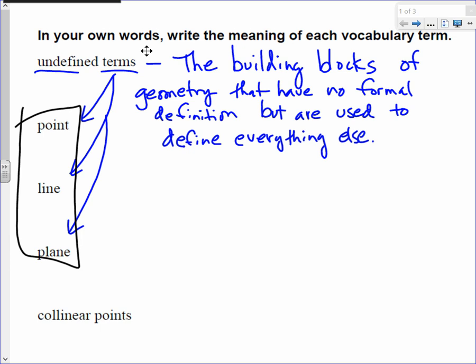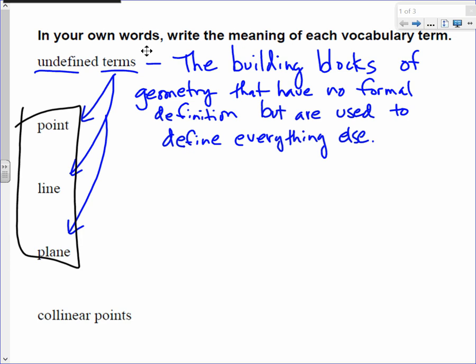Think of a shape. Think of a shape in geometry. What's the first shape that comes to your mind, Miss? A square. A square is defined as four lines that are coplanar. The word plane is in it, and whose angles add up to be 360 degrees. So I defined a square using these three words.